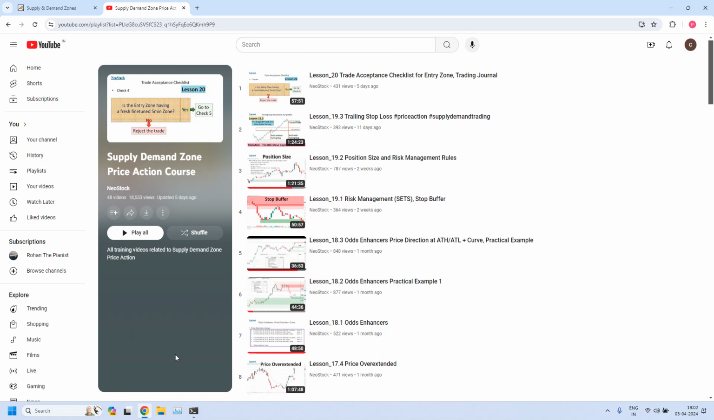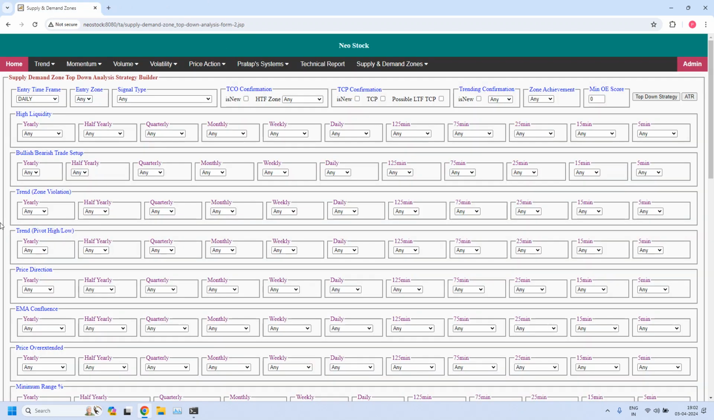Now let's get into the report generation by using NeoStock software supply demand zone top-down analysis strategy builder. The first report we are going to generate is a bullish trade setup for monthly income trade. In monthly income trade, higher time frame HTF is monthly, intermediate time frame that is ITF is weekly, and lower time frame, also called entry time frame, is daily. So daily zone is our entry time frame.